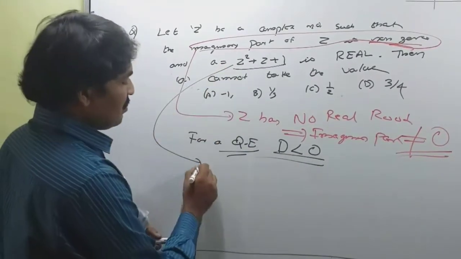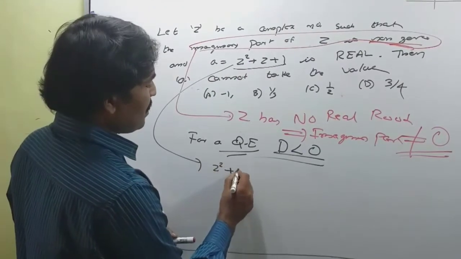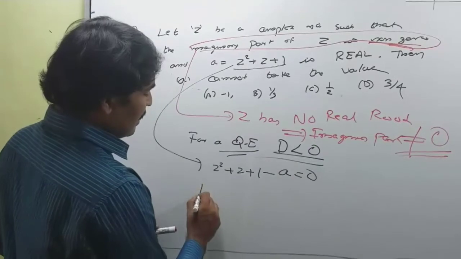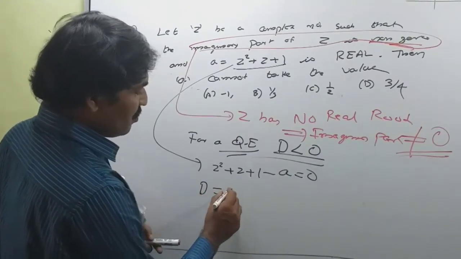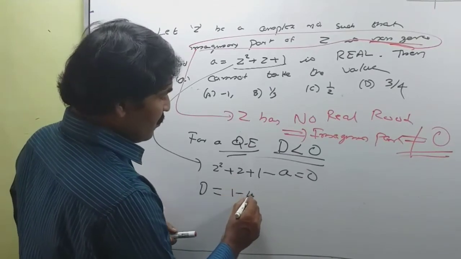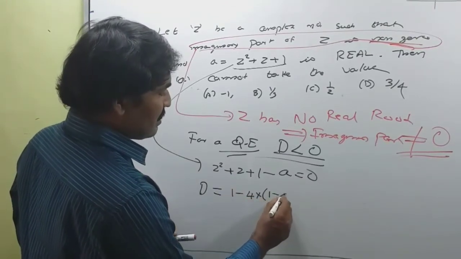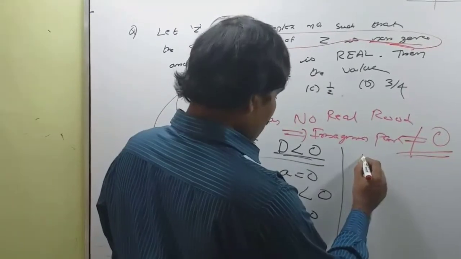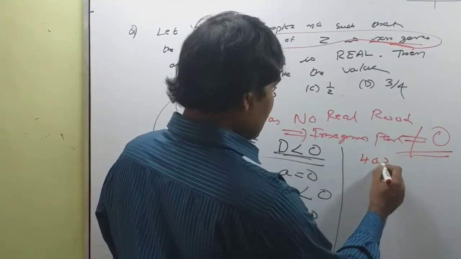Now consider this is equal to z square plus z plus 1 minus a is equal to 0. That is, D is equal to b square minus 4ac. That is 1 minus 4 into 1 minus a less than 0. 4a greater than 3.